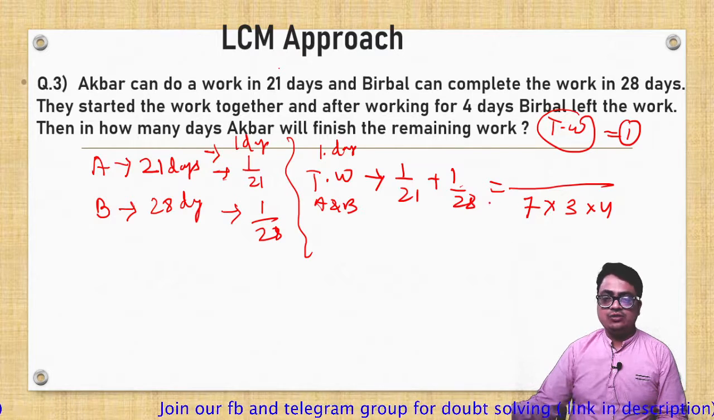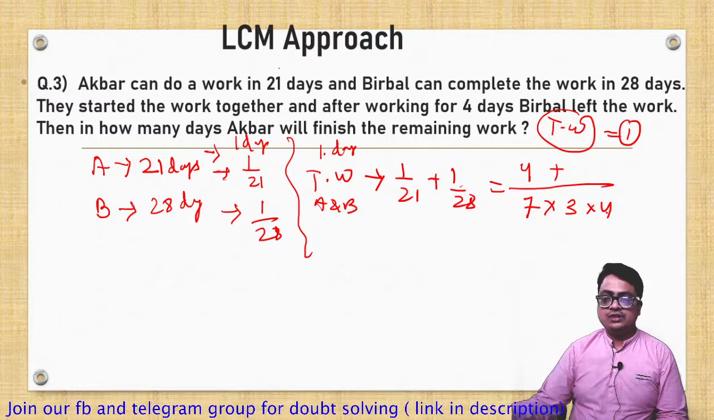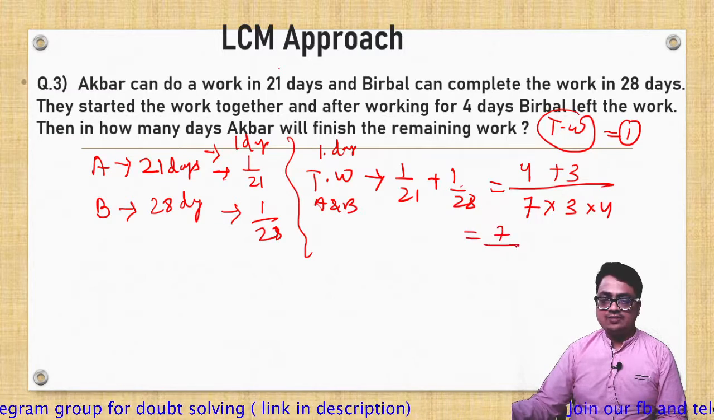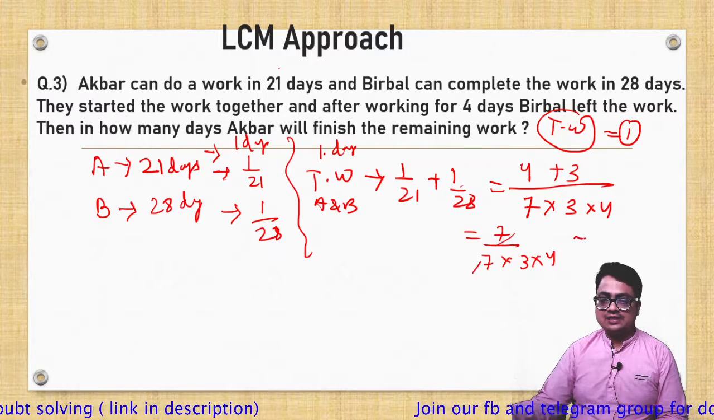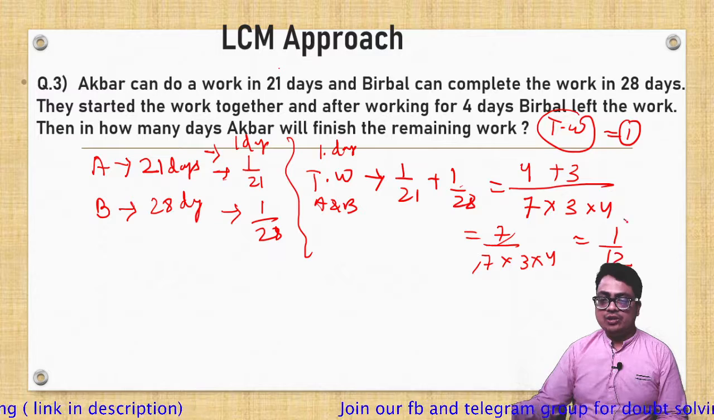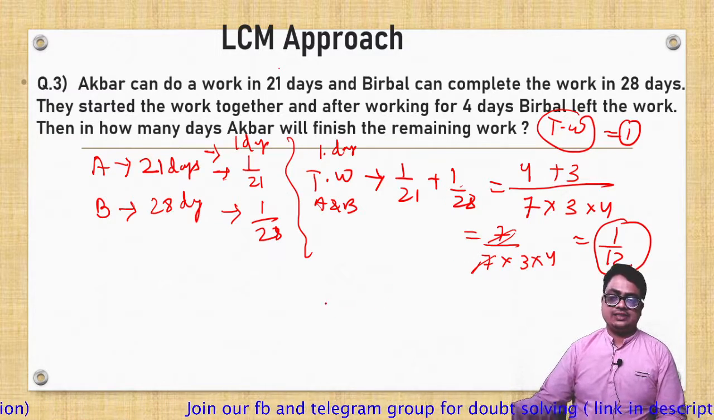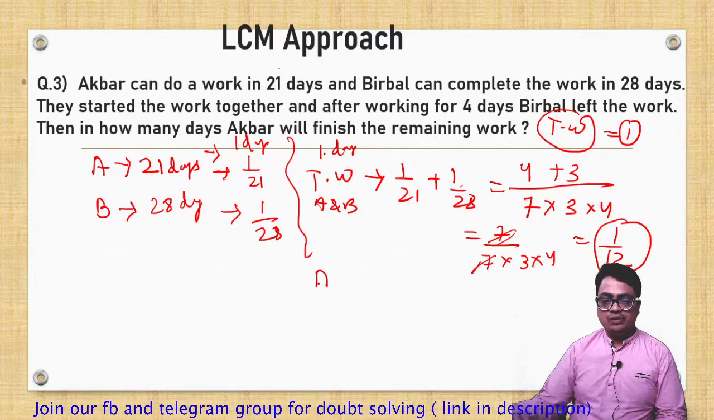So 7 3s are 21. So remaining 4. Here it will be 4. 7 4s are 28. So remaining 3. Okay. So this will be 7 by 7 into 3 into 4. Okay. 7 7 cancelled. So we will be getting 1 by 12. So A and B are doing in one day 1 by 12th of the work.